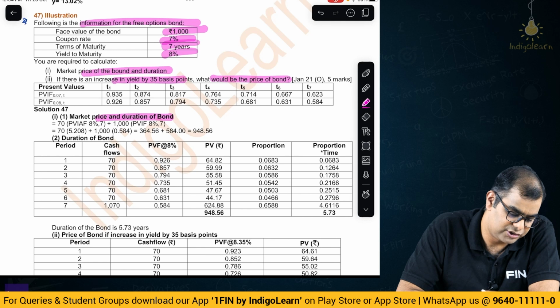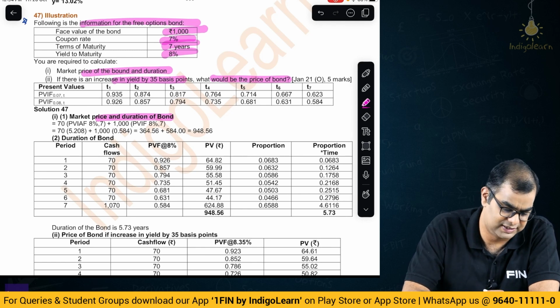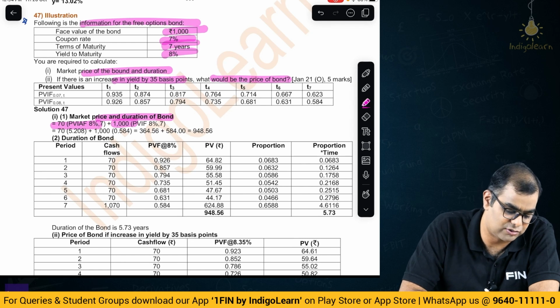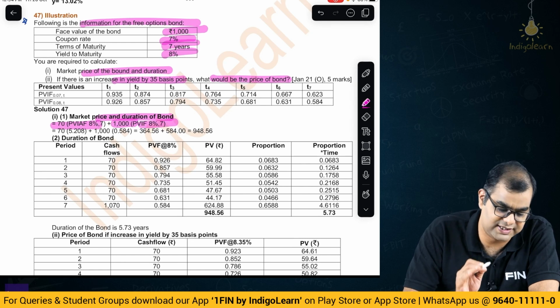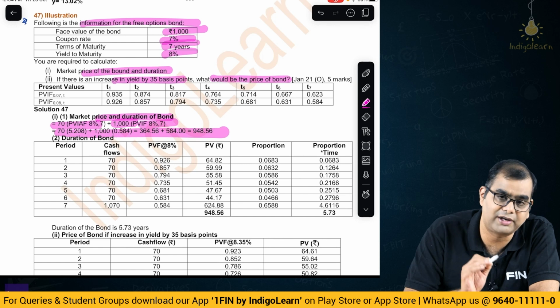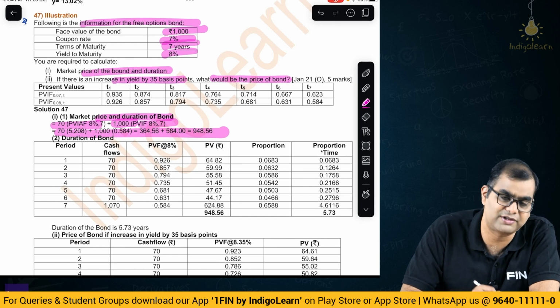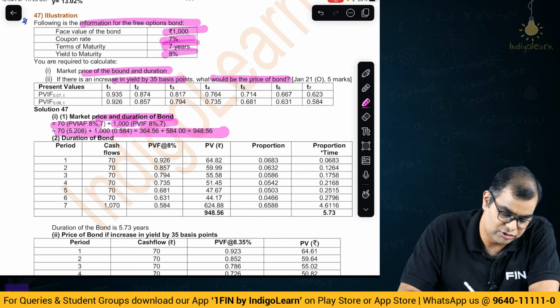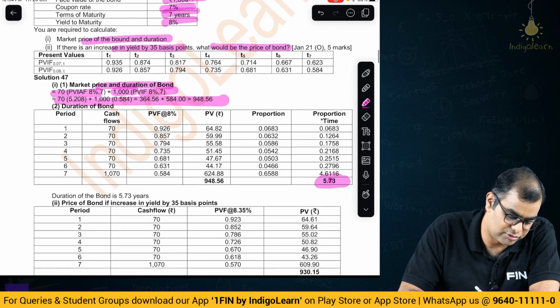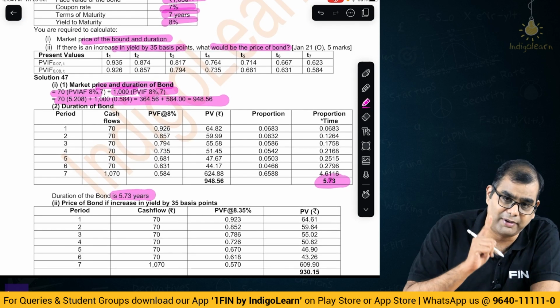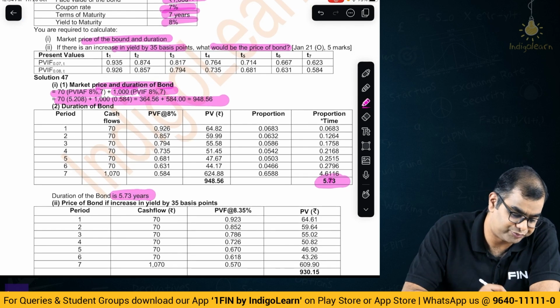Okay. Market price and duration. What is market price? Every year coupon is 70 rupees. So, 70 into present value factor at 8% for 7 years plus 1000 into present value factor at 8% for the 7th year. You compute the summation of this, you get price as 948. Then you compute duration, present value into cash flow into time. So, you get 5.73. So, the duration of the bond is 5.73. This is Macaulay duration. This is not modified duration.